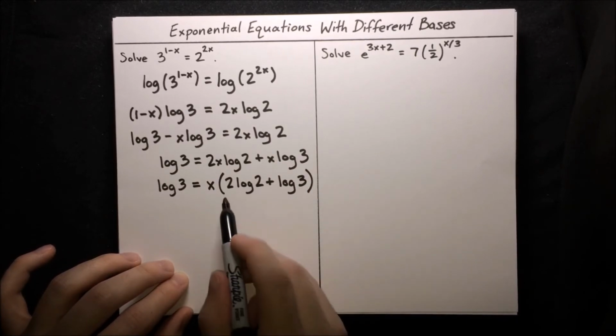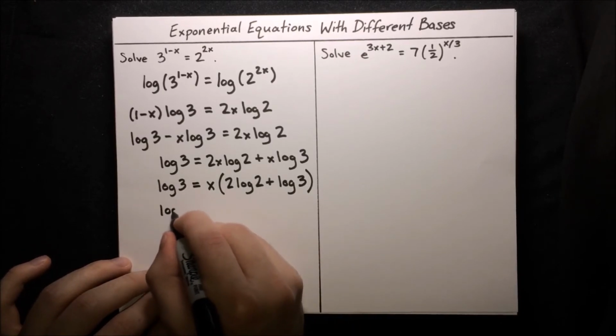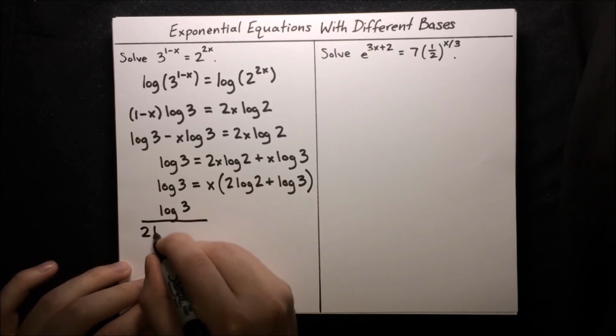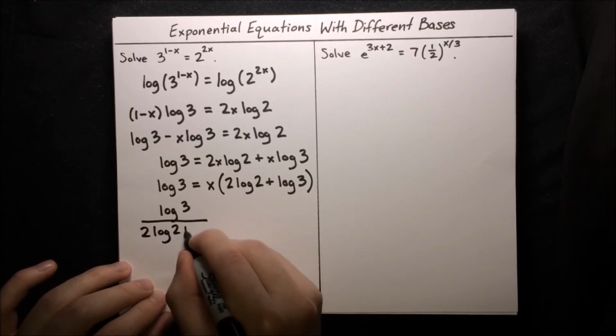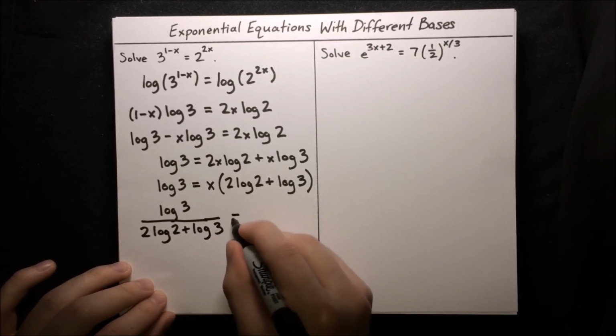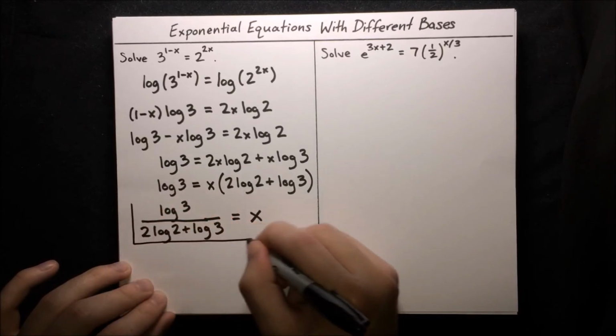And then we just divide by that expression that's multiplying the x to get x alone. So dividing, we get log 3 over that expression, over 2 log 2 plus log 3, that's equal to x. And there we go. There is our exact solution.